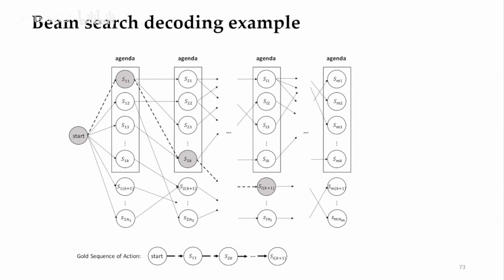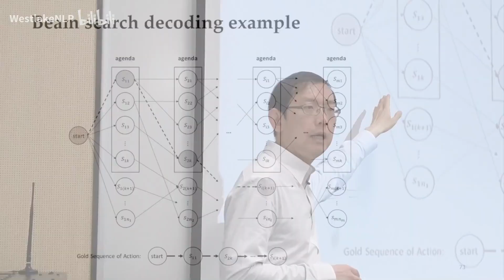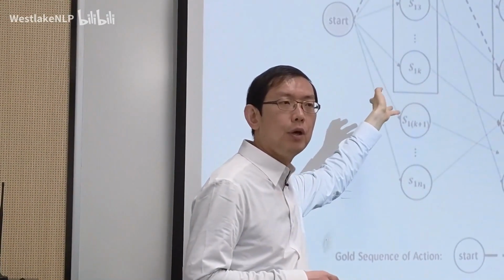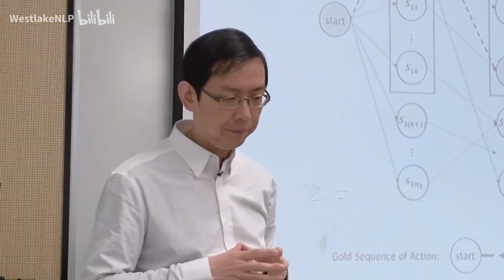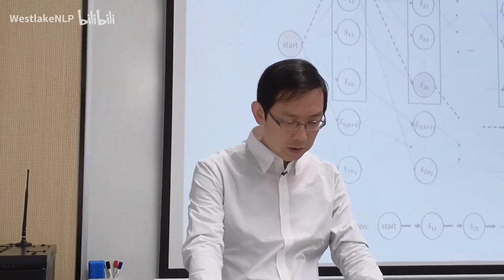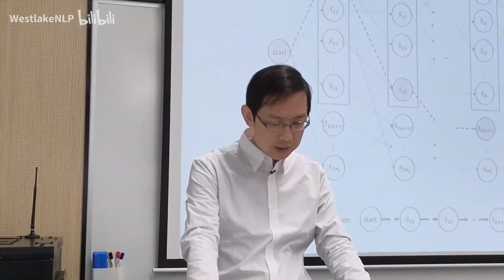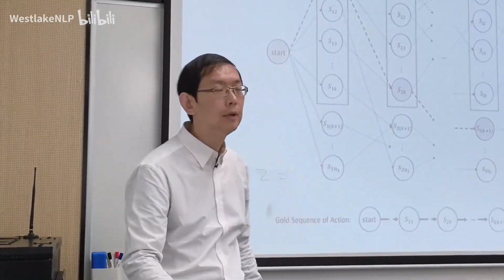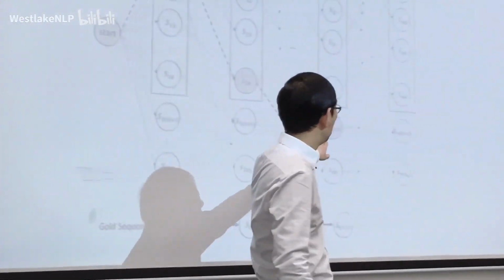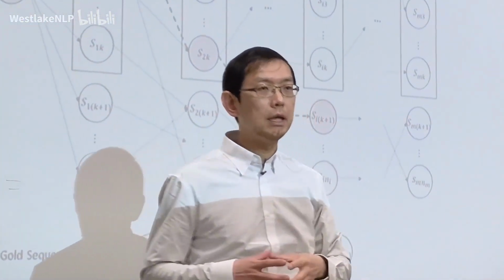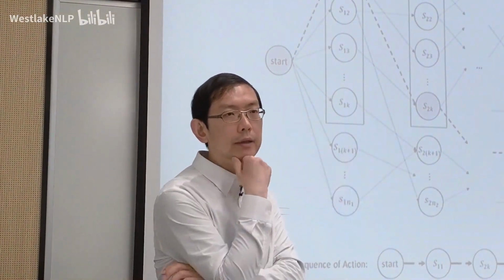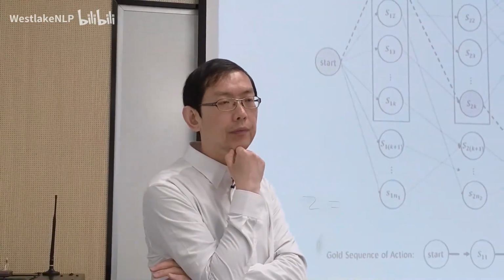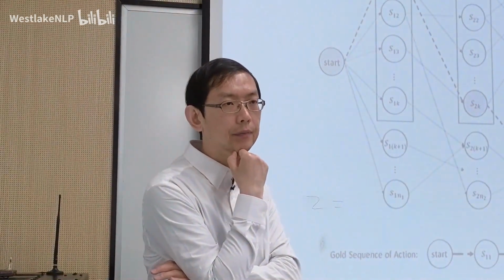So from the start state, we could advance the state, and at every step, we hold the high scored action sequence in the beam. Now imagine, as the decoding process goes through, at one step, the gold sequence falls off the agenda. Now we made a search error, right? So we want to correct this search error. How do we do it?